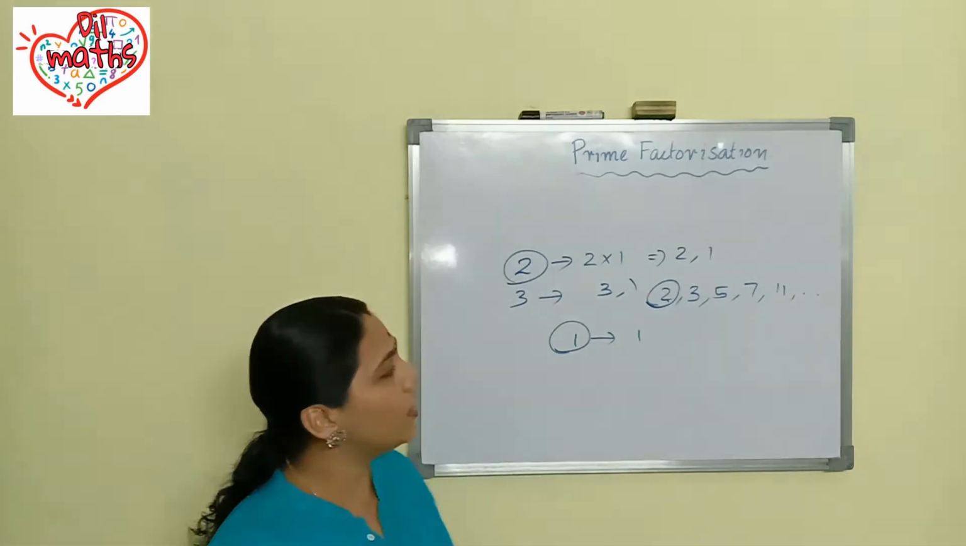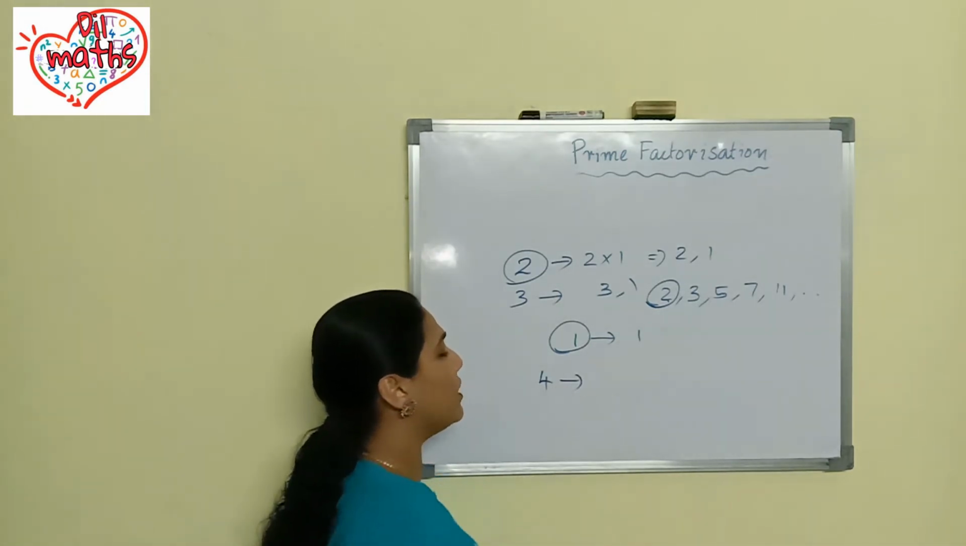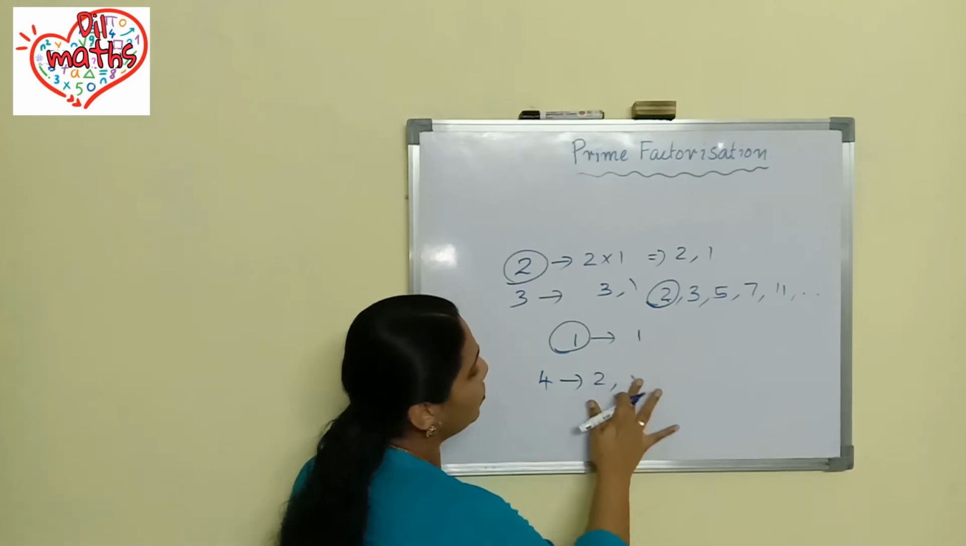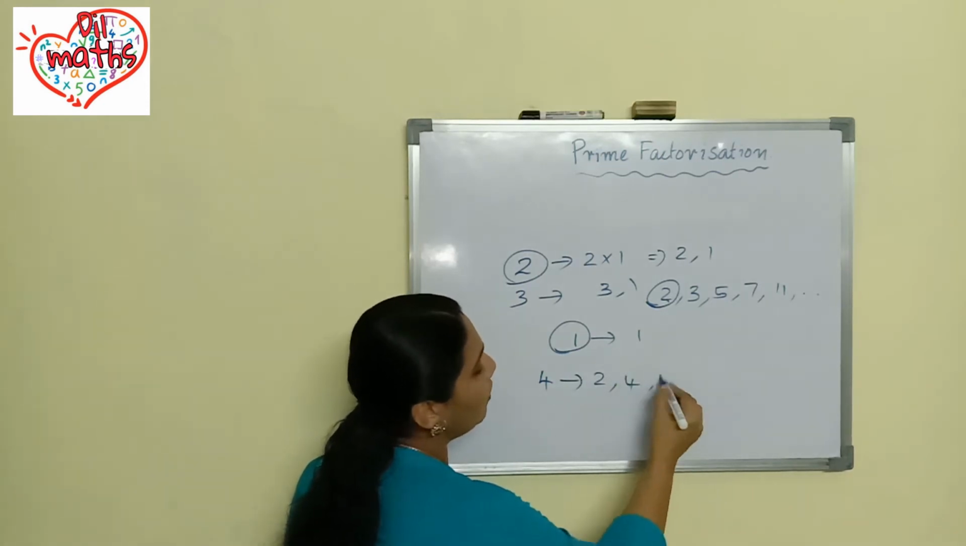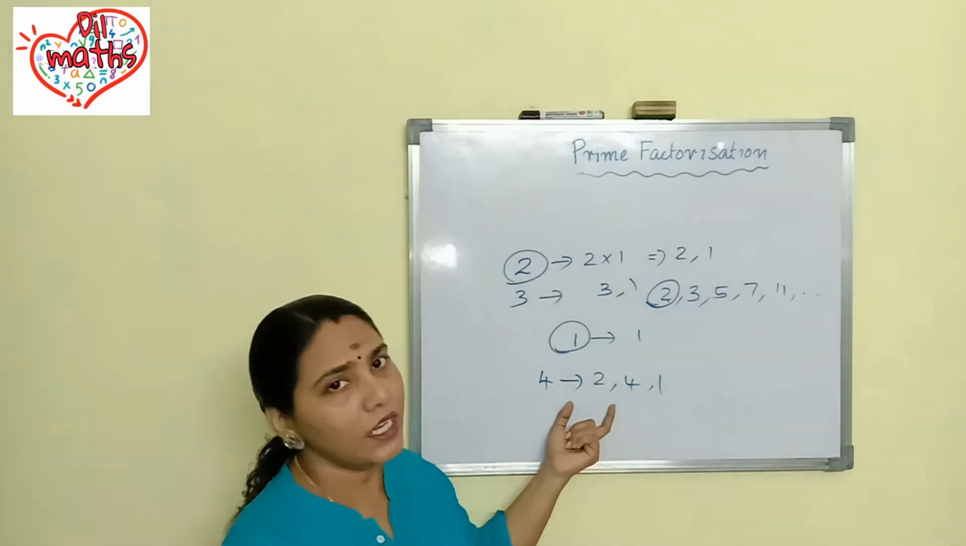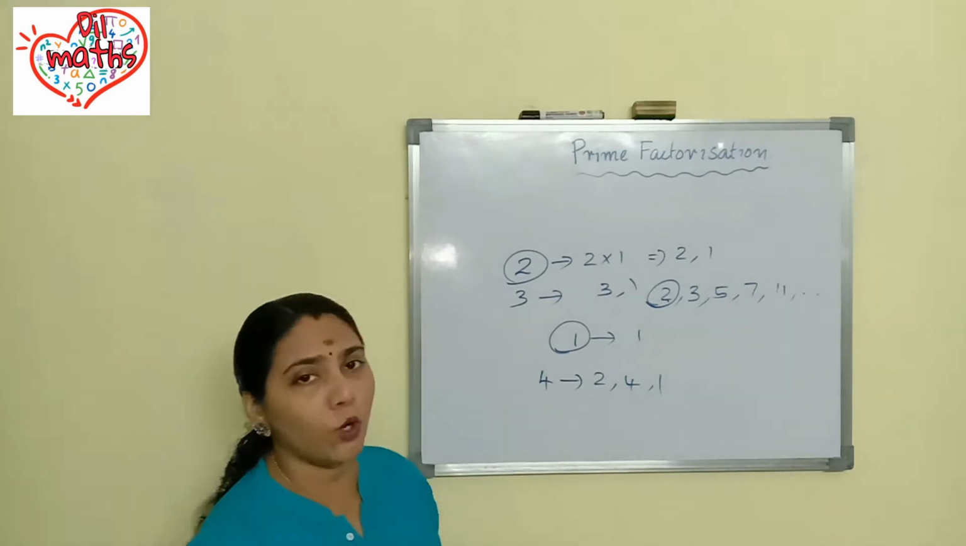Now, if you are checking a composite number, if I am taking 4, what are the factors of 4? 2, 4, 1. So, how many factors are there? 3 factors are there. That's why 4 is called a composite number. I think you understood what is a prime number and what is a composite number.